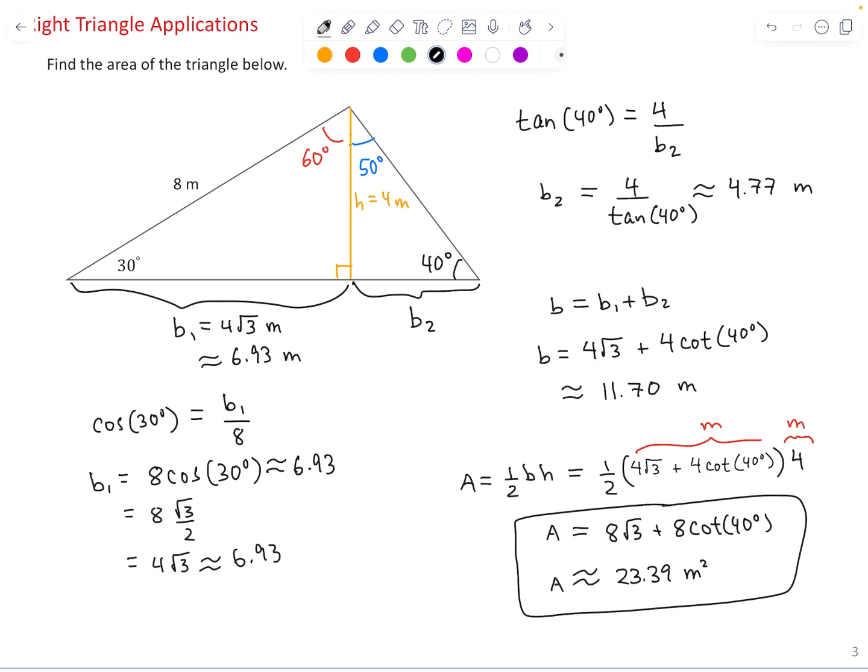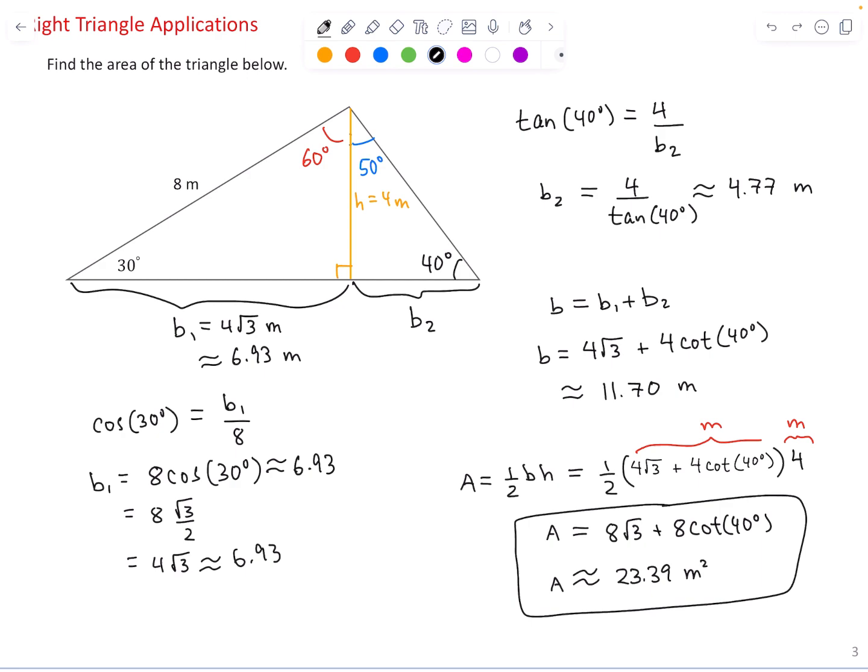There are times you want to leave your area in exact form, and then times where you may want to round it. Now, I do recommend that you avoid rounding until the final presentation of your answer. For example, I would not have wanted to use a rounded version of b1 and a rounded version of b2 to construct b, because then you start getting compound error. If your goal is to find the area, then avoid any rounding until you get to your final answer for area, and then you can round that answer if you'd like.